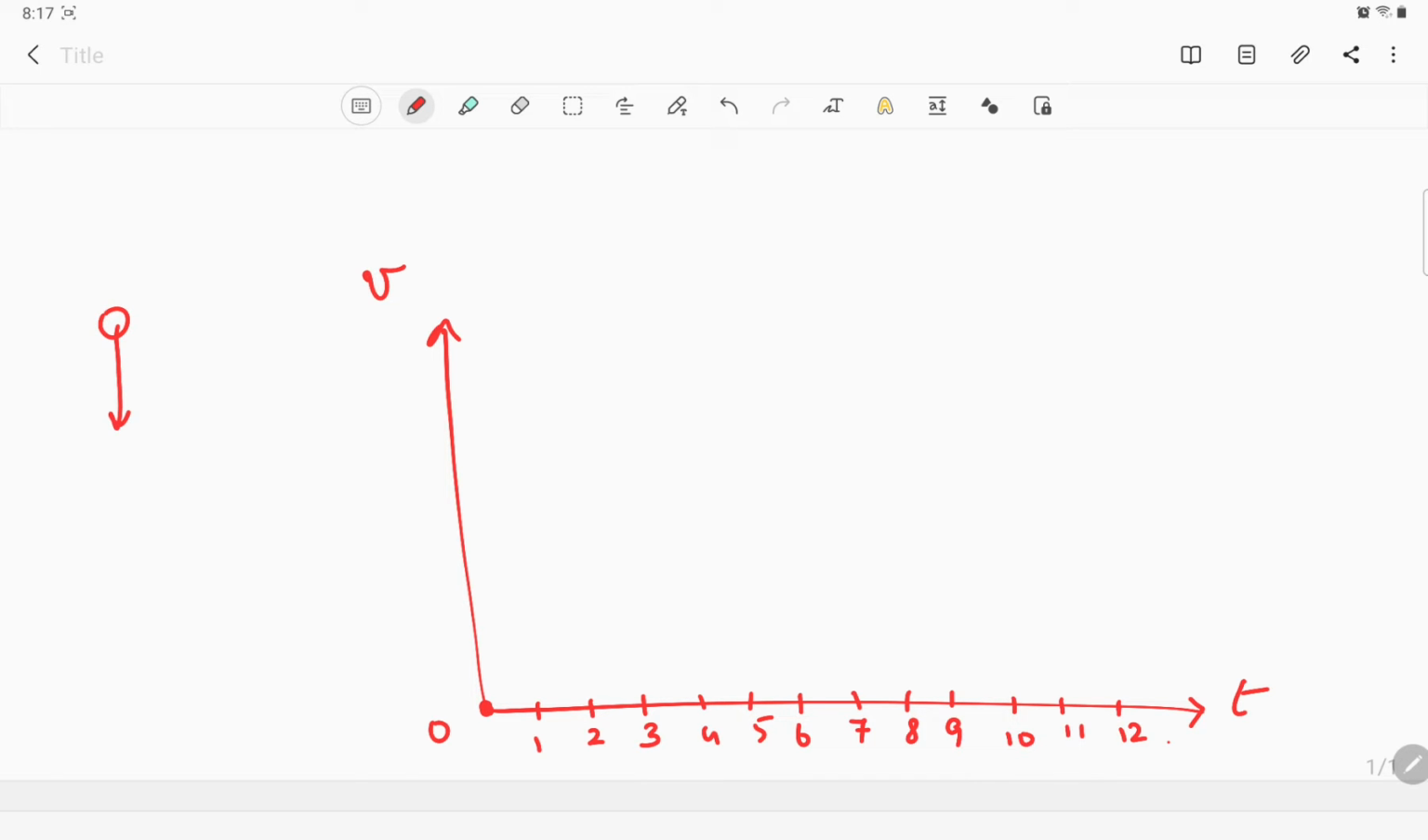When it falls down, its velocity is increasing. Now when the velocity increases, how much time does it take to hit the ground? It is going to take 4.3 seconds. So roughly at this time, the ball is going to get its maximum velocity. Now what is this velocity going to be? What is the value for this point?